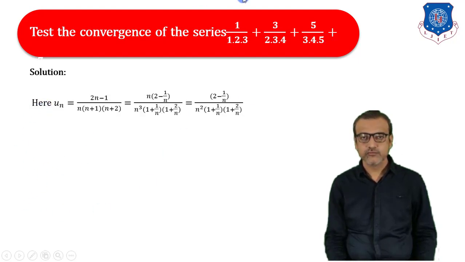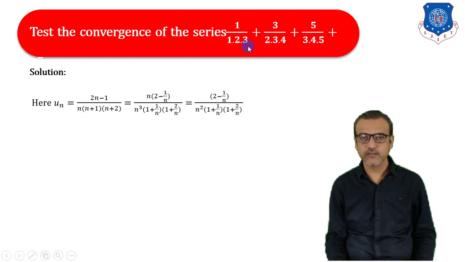Here for un, from the numerator terms 1, 3, 5 and so on, the difference between two consecutive terms is the same, that is 3 minus 1 is 2, 5 minus 3 is 2. And its nth term is given by the formula a plus (n minus 1)d. Here a is 1 and d is 2, so 1 plus (n minus 1) into 2. After simplification you will get 2n minus 1. Now for the sequence 1, 2, 3 and so on, its nth term will be n. And for the sequence 2, 3, 4 and so on, its nth term will be n plus 1.